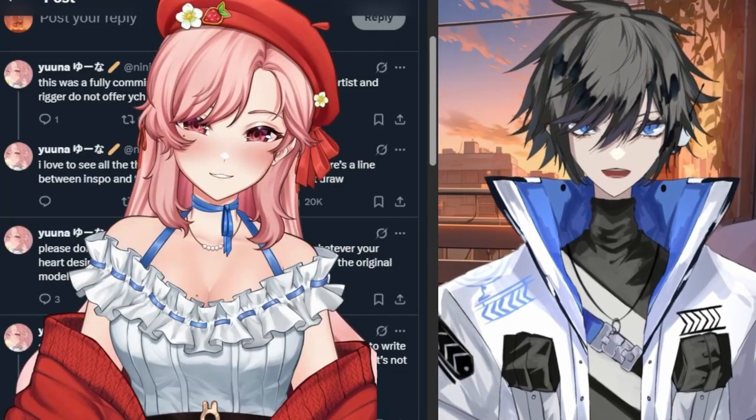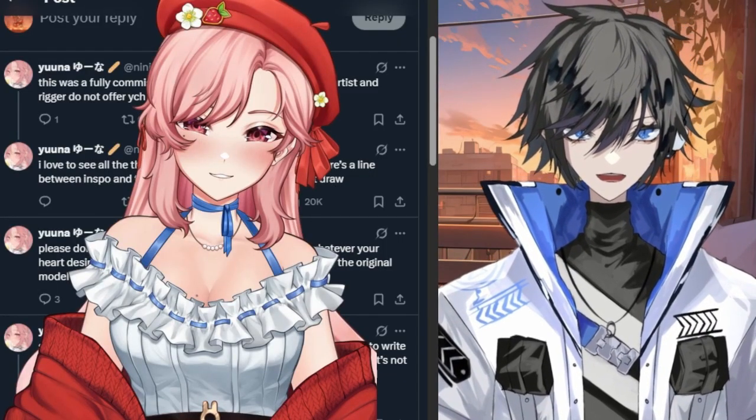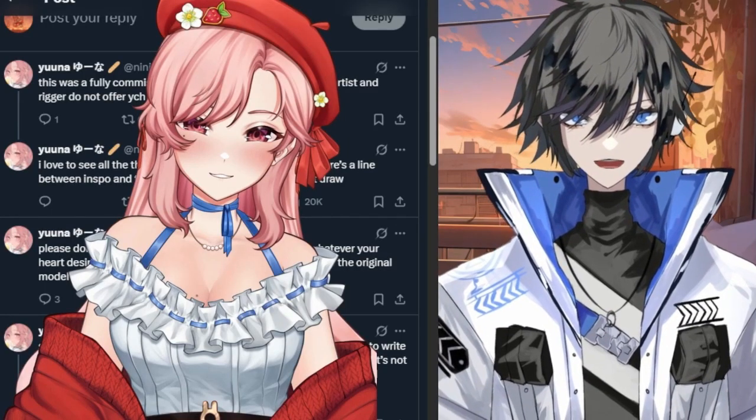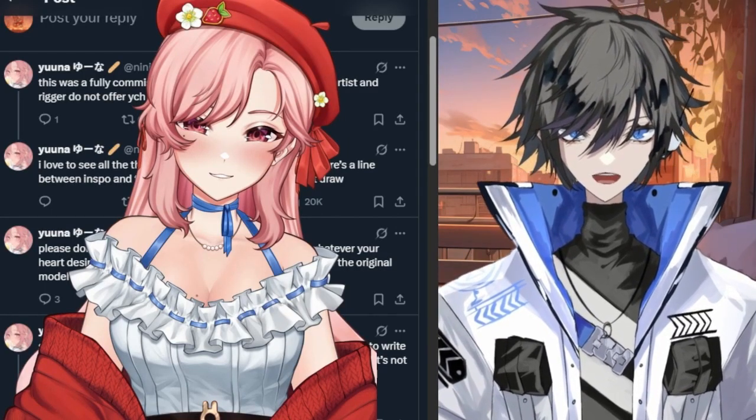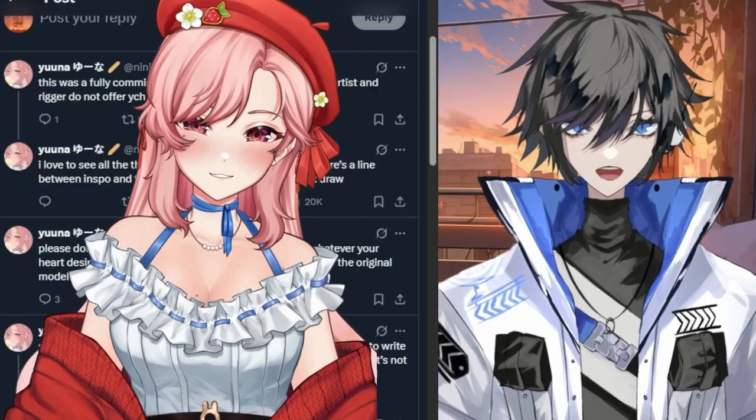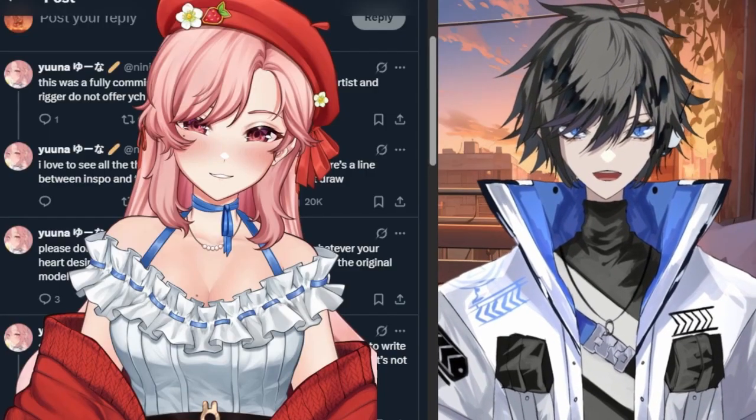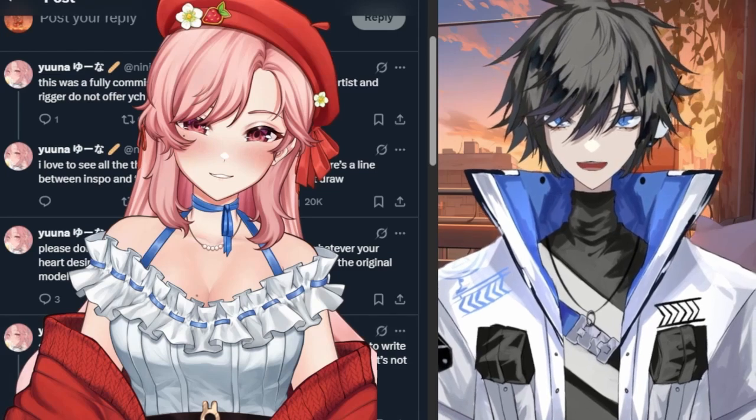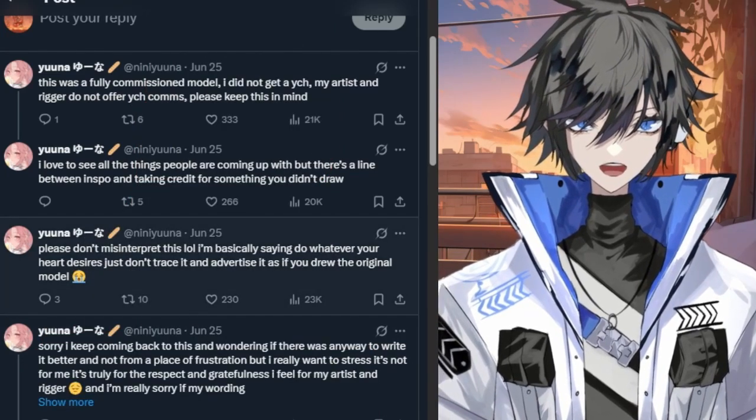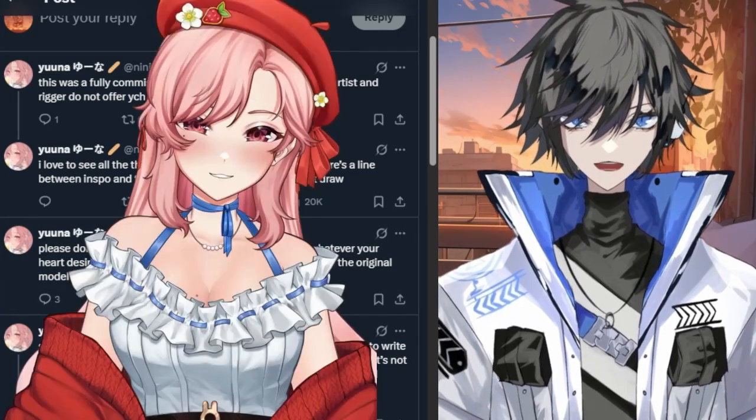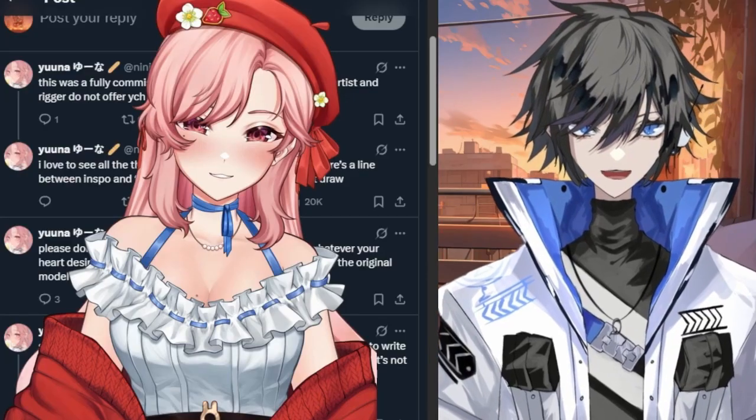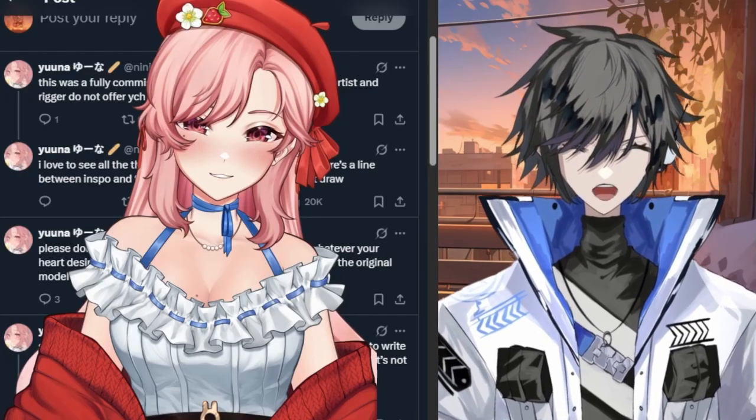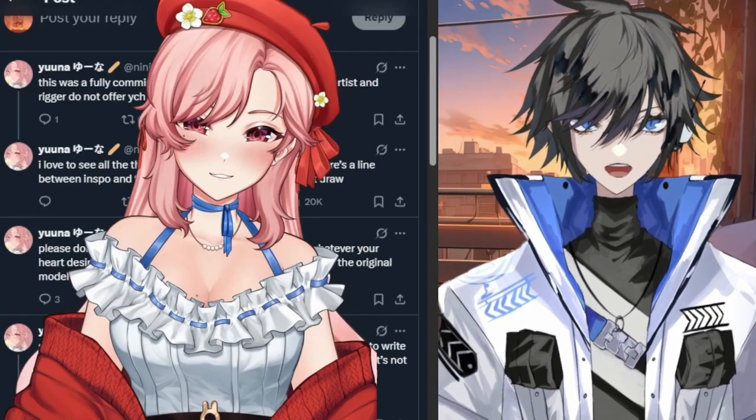Yuuna continues saying, I love to see all the things people are coming up with, but there is a line between inspiration and taking credit for something you didn't draw. Please don't misinterpret this lol. I'm just basically saying, do whatever your heart desires, just don't trace it. And that's what I'm talking about. That was what I was talking about earlier. Don't trace it. This is what she doesn't want people to do. Anyway, please don't misinterpret this. I'm basically saying do whatever your heart desires, just don't trace it and advertise it as if you drew the original model.